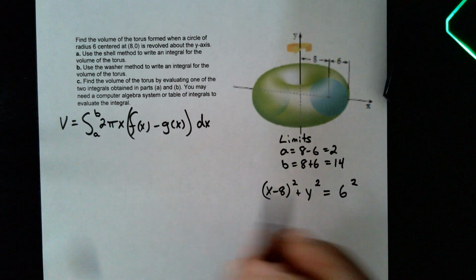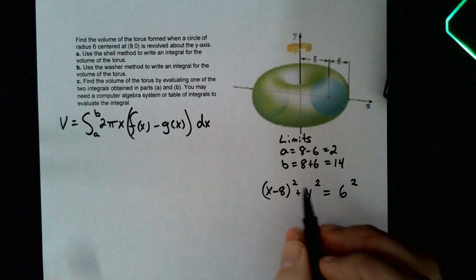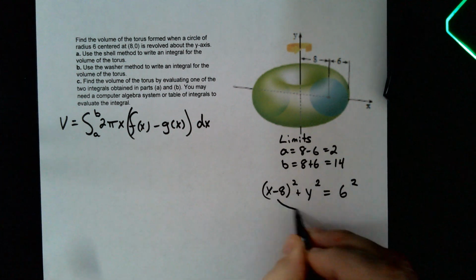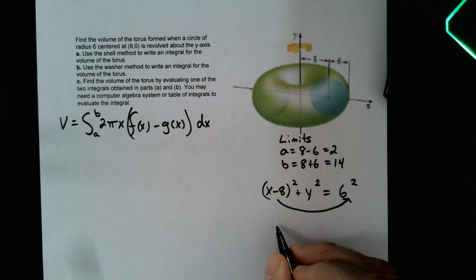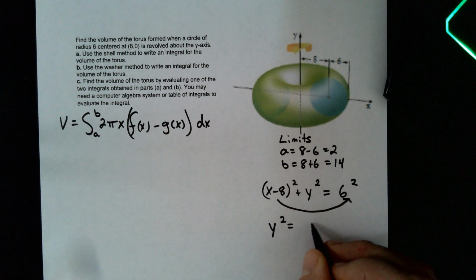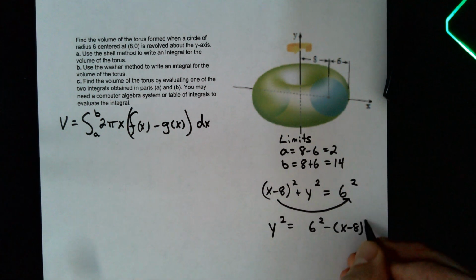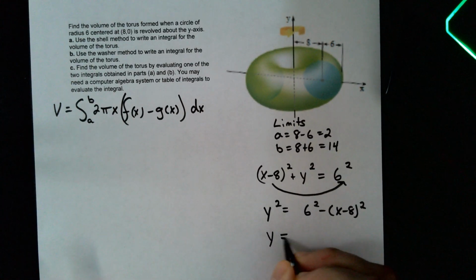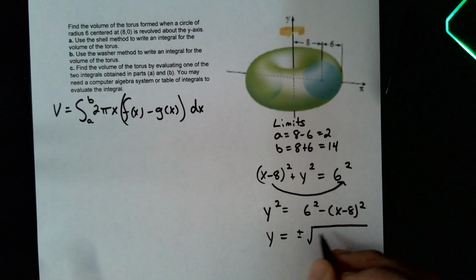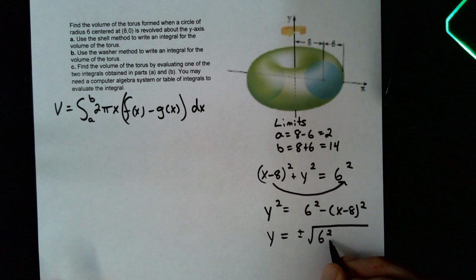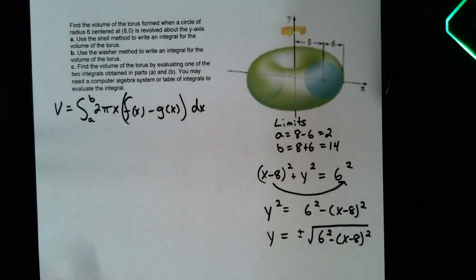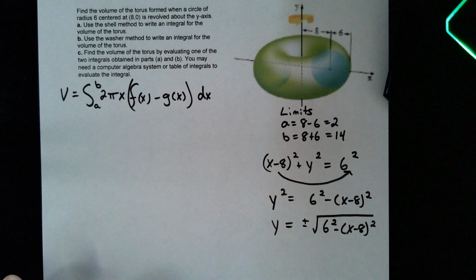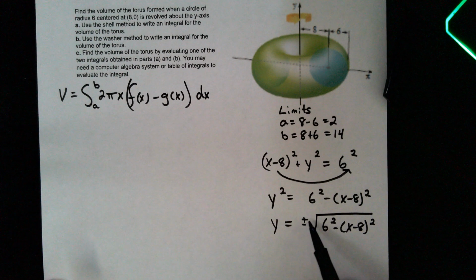We need to solve this for y because we're dealing with functions of x. So we move this term over by subtraction. That will be y squared is equal to 6 squared minus (x minus 8) squared. Then we take the square root of both sides and make sure to put the plus or minus, because the square root property says you have to put a plus or minus. So y equals plus or minus the square root of 6 squared minus (x minus 8) squared. Those are our two functions that we're going to split this up into. The top one will be f of x, the positive one, and the bottom one will be g of x, the negative one.